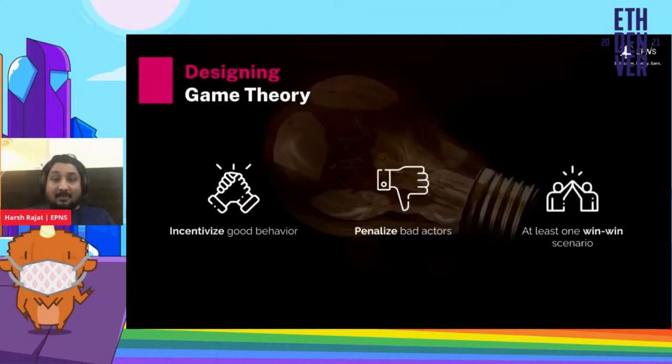So what goes into designing game theory? Well, again, very simple. There are three things, or three rules, which you have to keep in mind. Rule number one is you have to incentivize good behavior. Rule two is you have to penalize bad actors. And rule three is that, again, there needs to be at least one win-win scenario. I rely very heavily on examples and historic observations, so I'm going to go into a few examples.